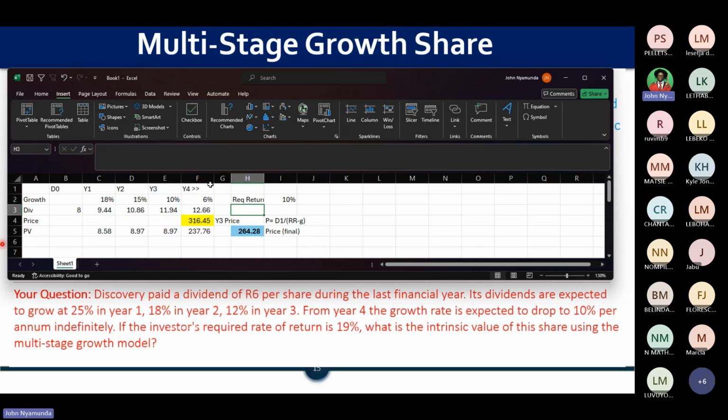Okay, Letabo has an answer. Kyle has an answer. Year 3 price. Okay.